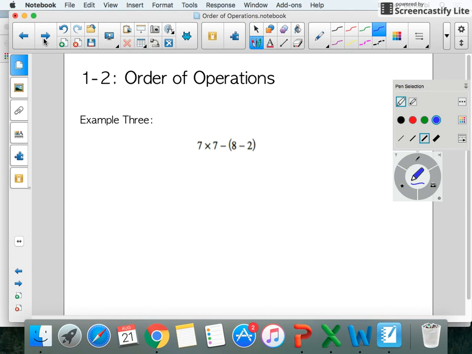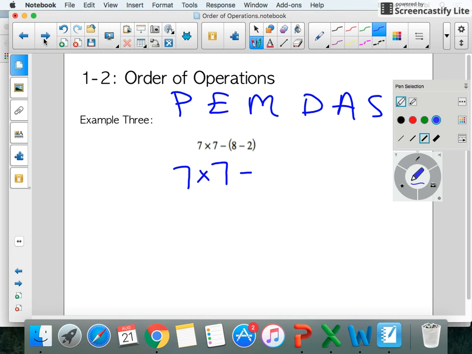Our next example is similar, except now we've got multiplication, subtraction, and parentheses. So again, we're going to look at our order here, PEMDAS. I'm going to start with the parentheses. So I'm going to do 8 minus 2. I'm going to rewrite everything else that I'm not using. Once I do everything in the parentheses, I do not have to keep writing the parentheses. So I'm doing the 8 minus 2, so that gives me 6.